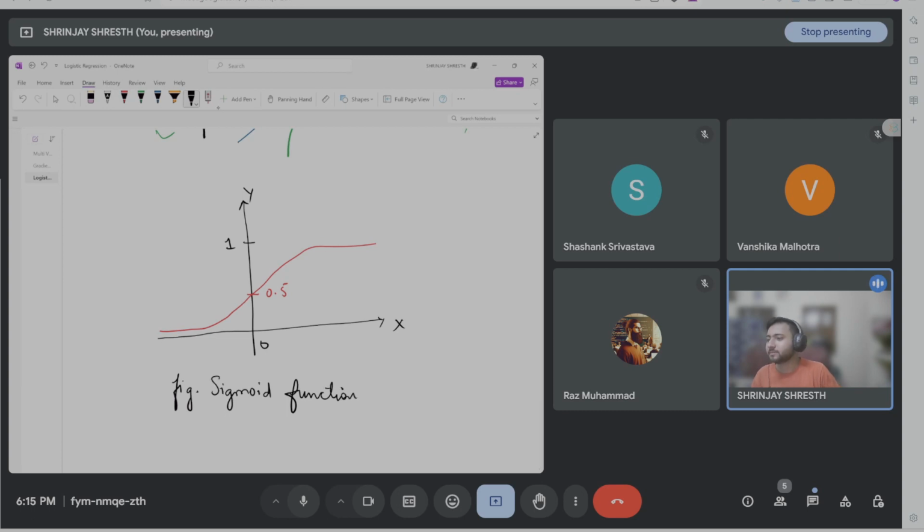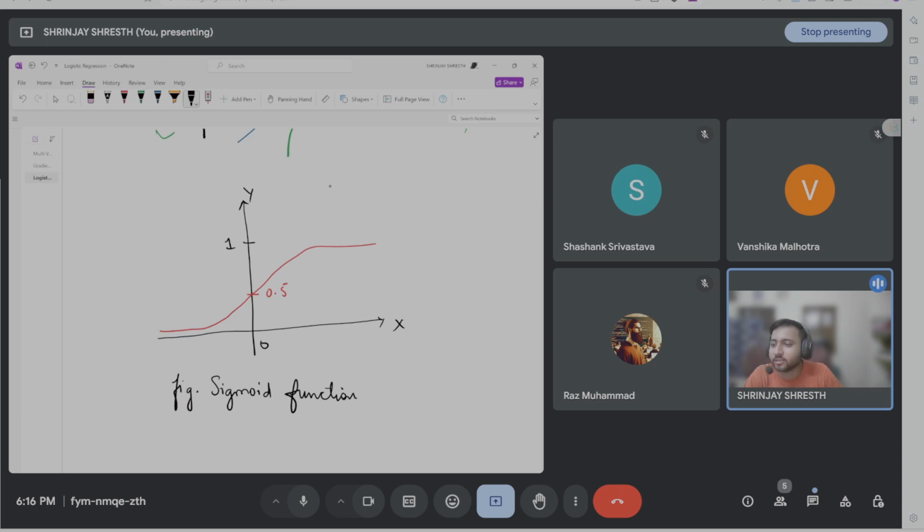So see what is happening. Whatever value do you take for x which is greater than 0, it will map it to 1. जो भी value 0 से ज़्यादा है, you will have the output as 1. And whatever values which is less than 0, it will map it to 0.